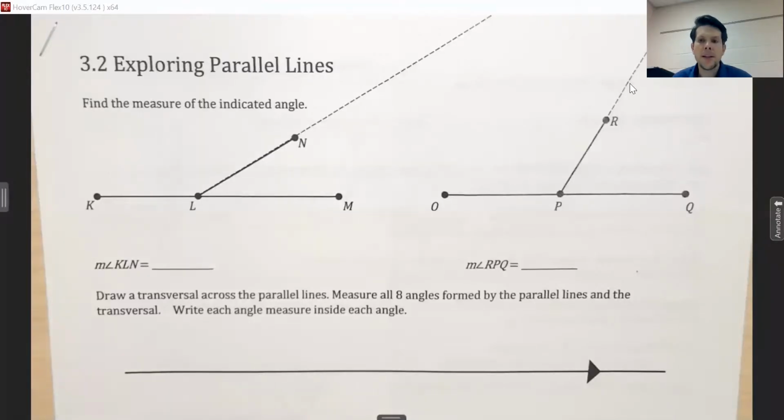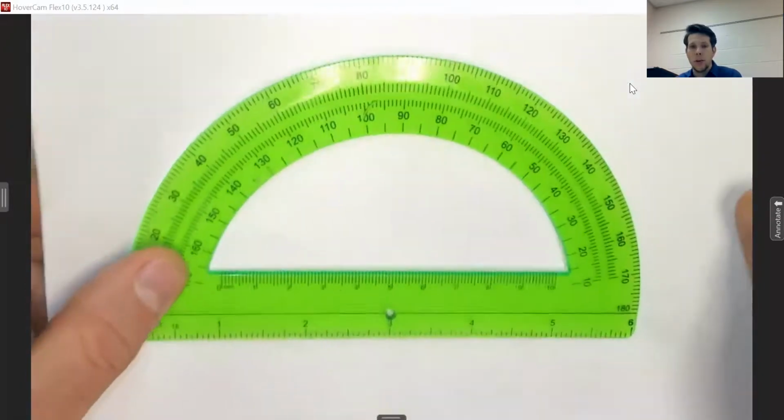Hello everyone, let's talk about section 3.2 now. 3.2 is on exploring parallel lines, so we're going to spend a little bit more time with our parallel lines and we're going to spend more time with our transversal. So right here I'm going to start off with a little exploration, and this exploration is going to require us to use a tool that's called a protractor to measure some angles. So here's the exploration that we're going to work on, but here's the tool we're going to use.